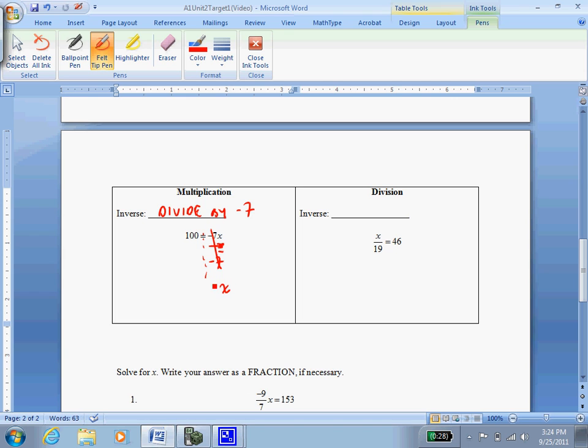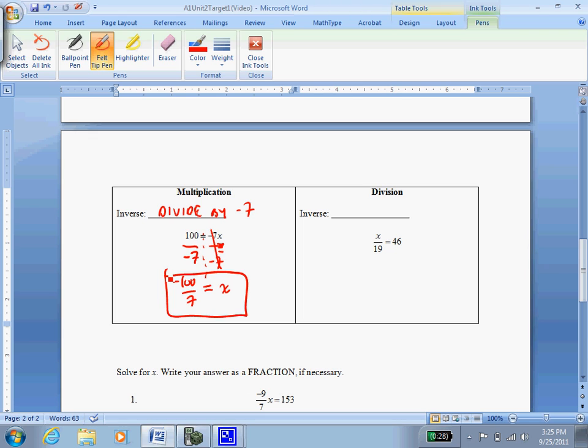And then, since I divided by negative 7 on the right side, I need to divide by it on the left. And 100 divided by negative 7, not going to reduce. So that's okay. We're not going to write a decimal. We're not going to write a mixed number. We can just leave it as negative 100/7. And we're done. And an answer like that is perfectly okay.